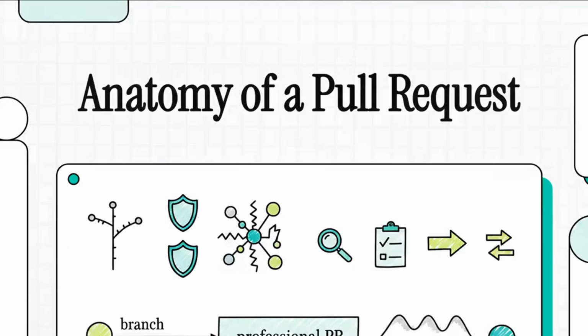Today, we're going to take something that, let's be honest, a lot of developers treat as just another annoying bureaucratic hurdle, the pull request, and we're going to see how to transform it into a vital, active immune system for your entire codebase. We're going to break down the professional PR lifecycle, literally from the moment you create a branch all the way to that final merge.